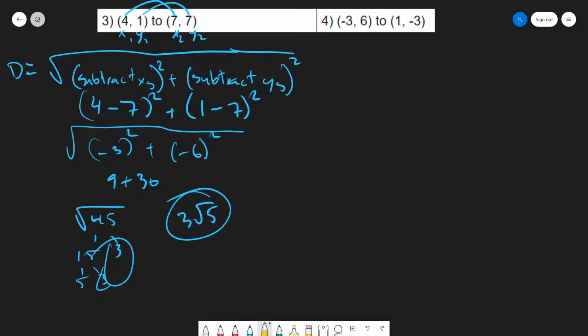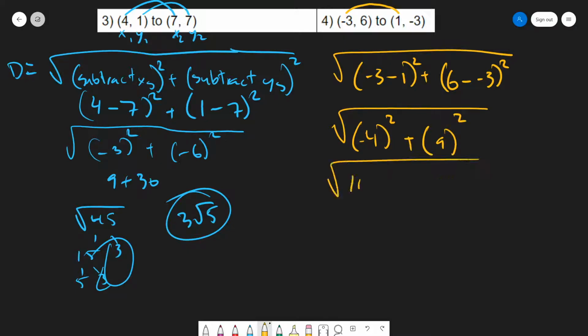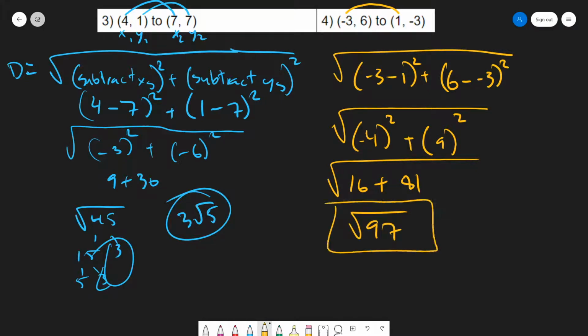Over here, we're going to do the same thing. We're going to subtract those x's. So negative 3 minus 1 squared, and then 6 minus negative 3 squared. The other way you could think about it is just how far is it from negative 3 to 1? Well, that's a distance of 4. How far is it from 6 to negative 3? Well, that's a distance of 9. Then we're just going to square them and add them up, and get 97. And you can't simplify that, so we're just going to stop.